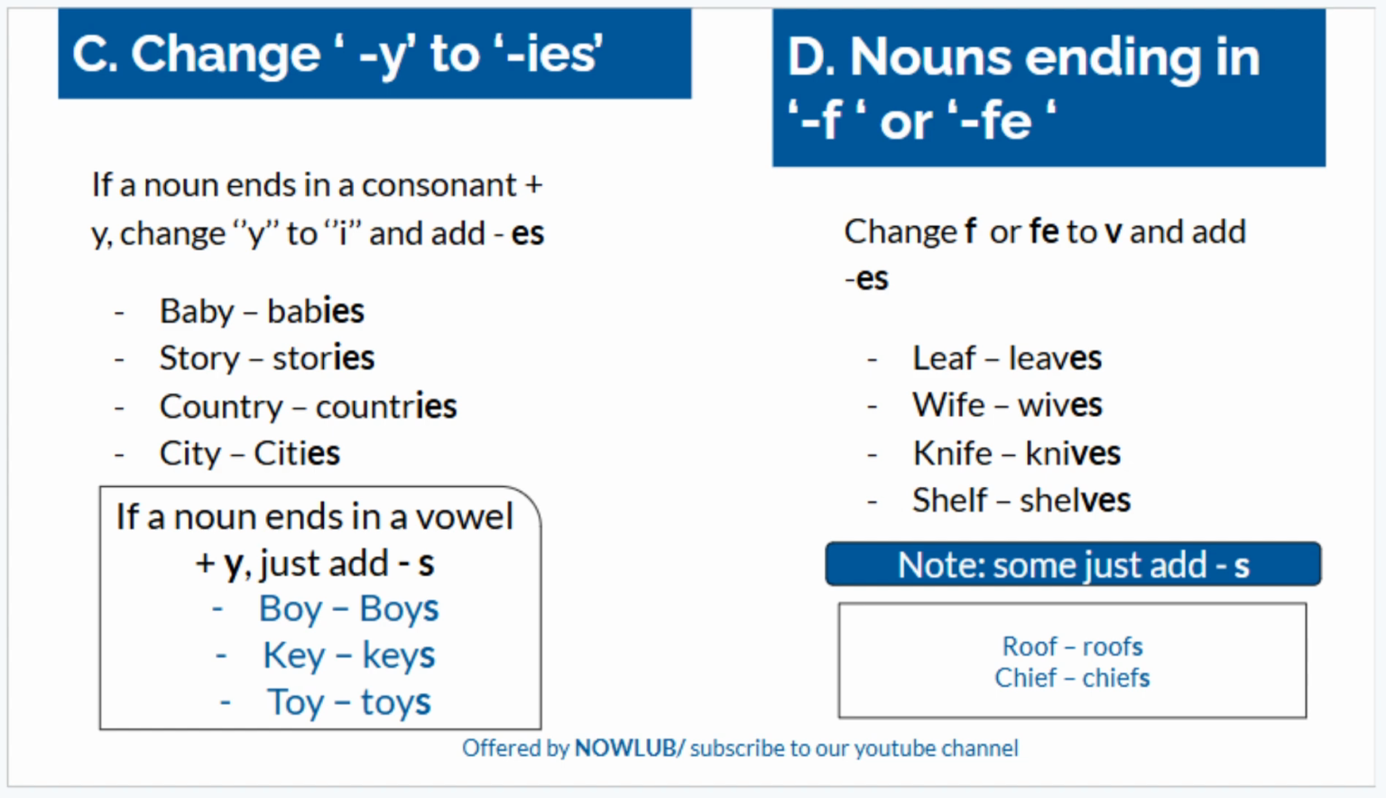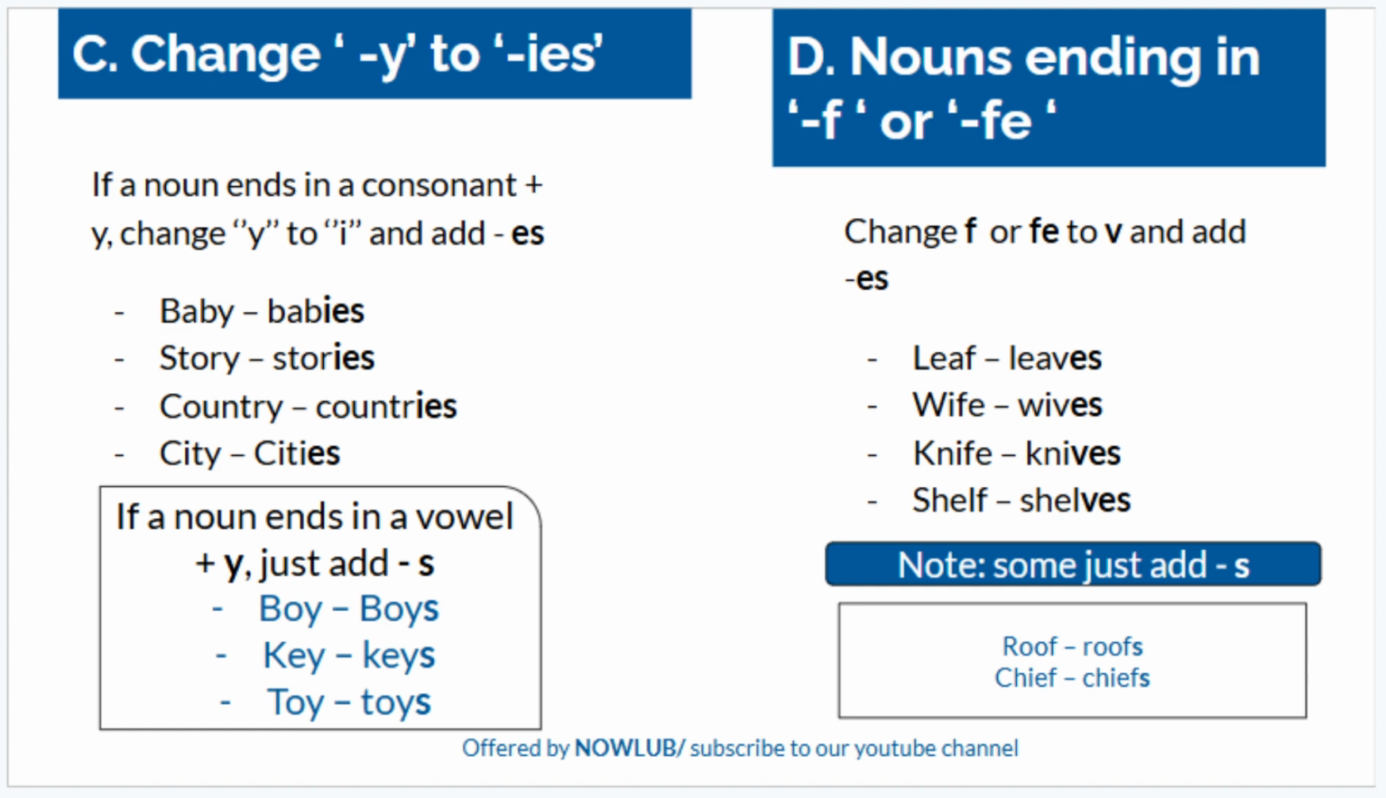D formula. Nouns ending in F or FE, what we do, we change F or FE to V and add ES. For example, leaf, it ends in F and then we say leaves because we change F and we put V, then we add ES, leaves. Wife, wives. Knife, knives. Shelf, shelves.